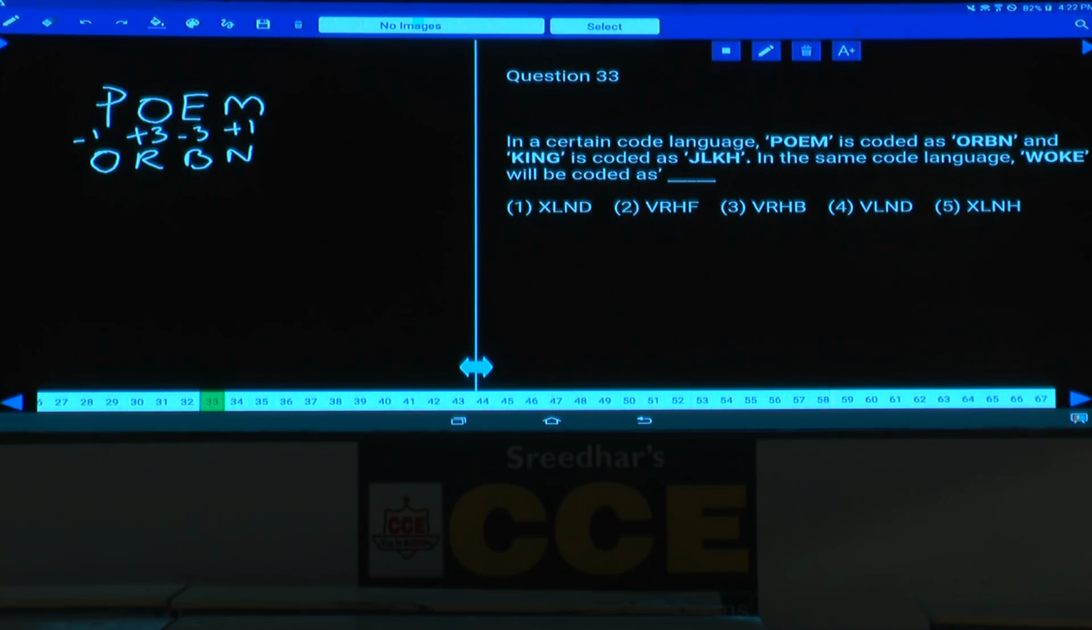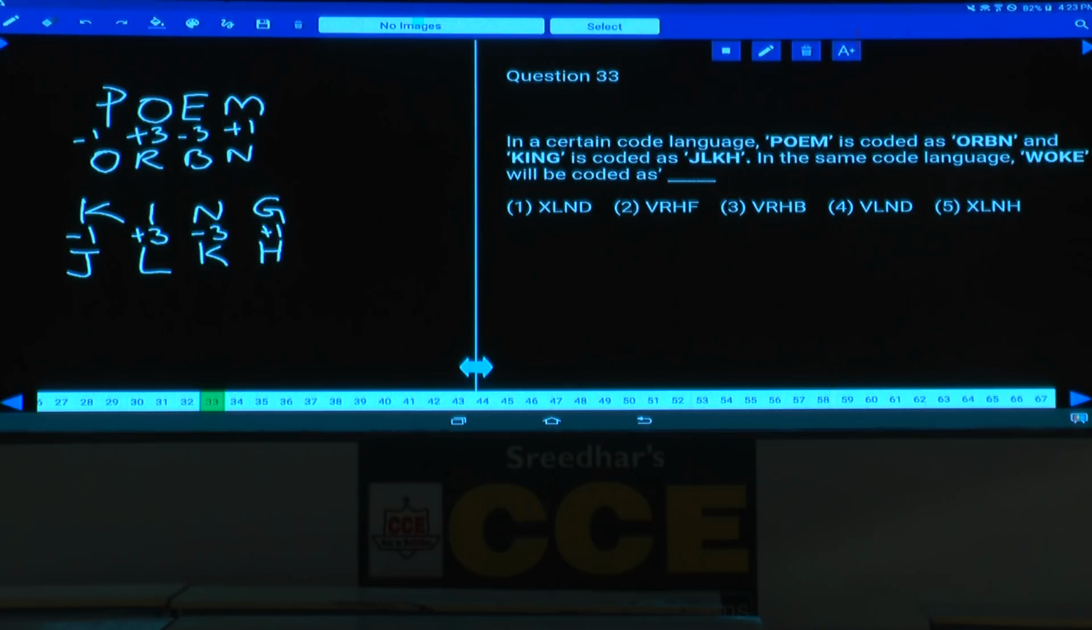And KING. What is the code to the word KING here? The code to the word KING is JLKH. K and J, minus 1. I and L, plus 3. N and K, minus 3. G and H, plus 1. Minus 1, plus 3, minus 3, plus 1.